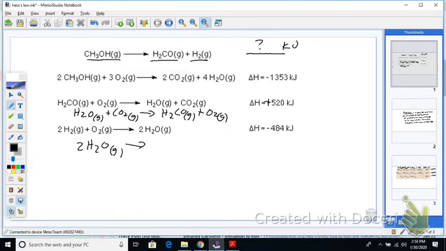And then arrow 2H2 gas, O2 gas. And we switch the sign. Okay, so what I would do then is I'd scribble through the other reaction so it doesn't mess me up.